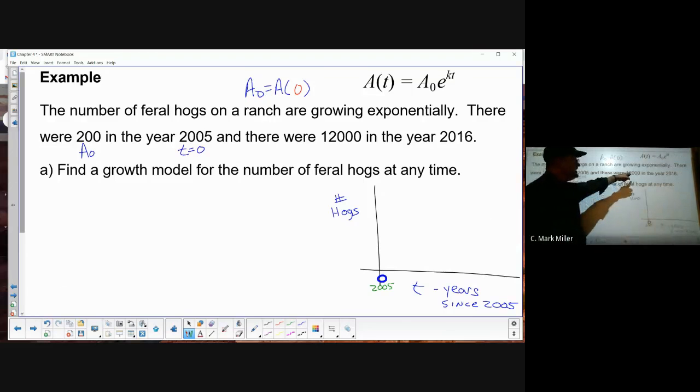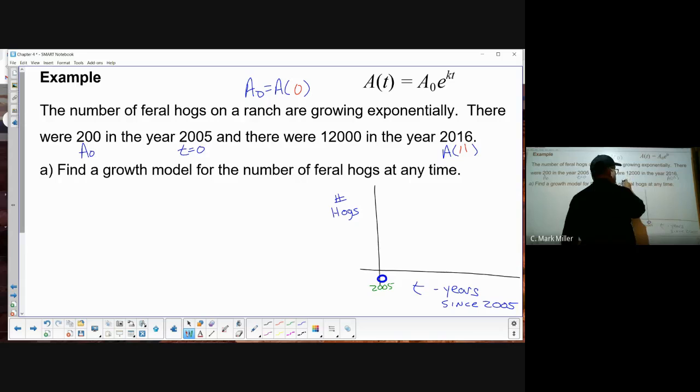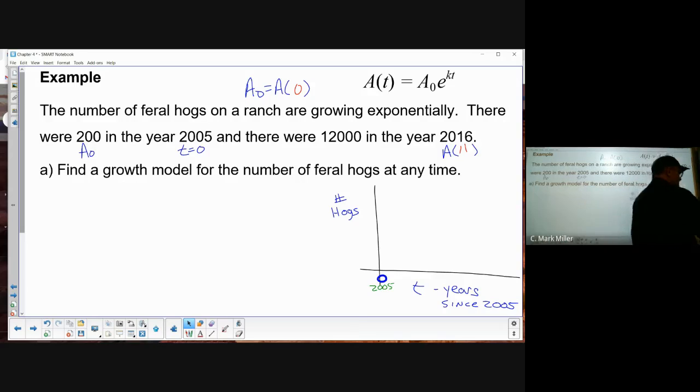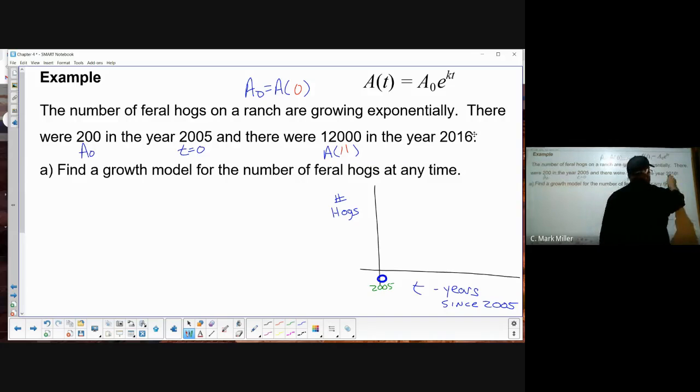There's 12,000 in 2016. So 2016 is A evaluated at year 11. Sorry, typo. 12,000 is A evaluated at year 11. 2016 is t equals 11. All right, so you label stuff up there.